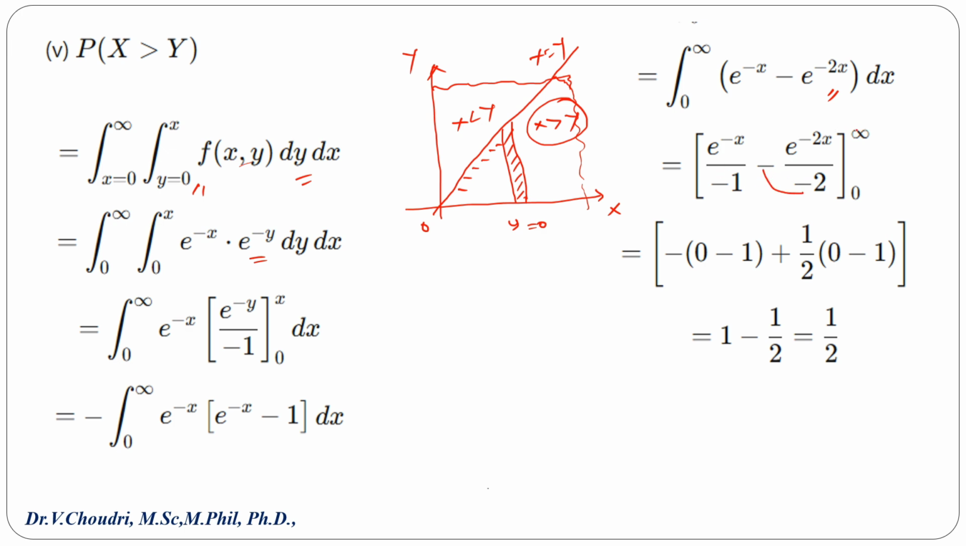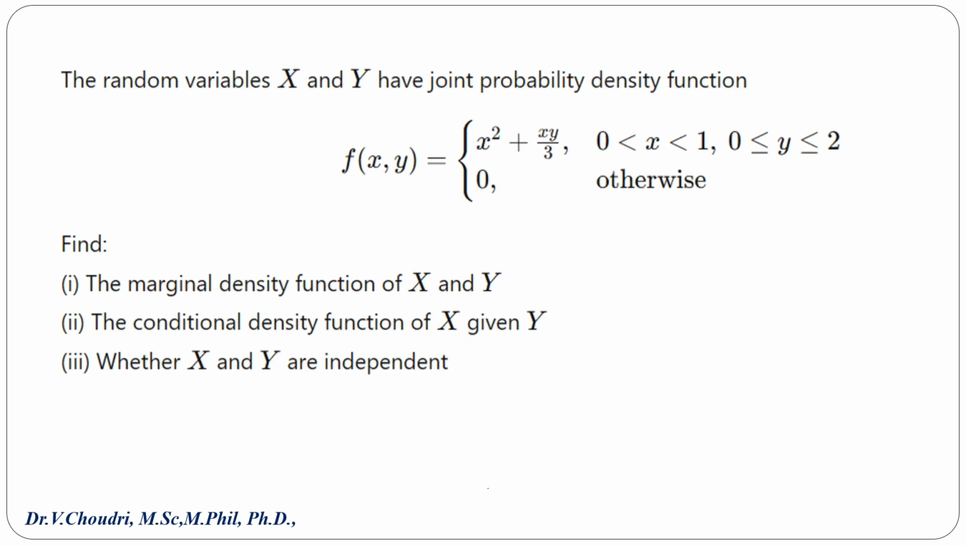Now apply the upper limit and lower limit. e power minus infinity value is 0, minus e power minus 0 value 1. Clear? Minus into minus is plus, that is 1. Now here plus 1 by 2, you know, the same 0 minus 1. So 1 by 2 minus 1 minus 1 by 2. Answer is equal to 1 by 2. Clear? Important problem.